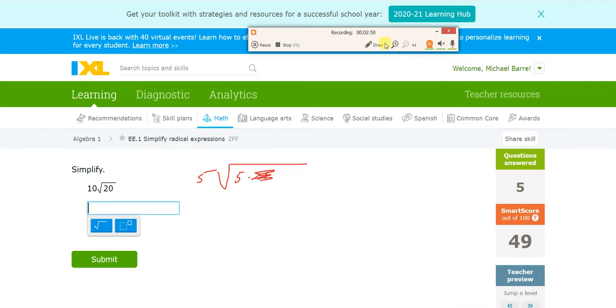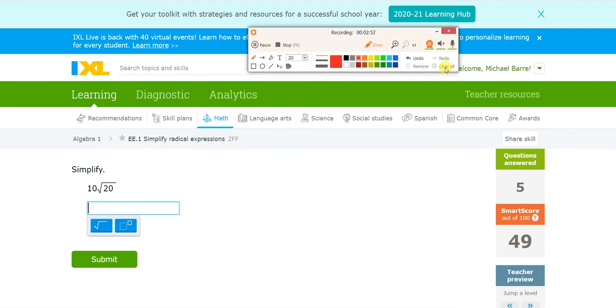Okay, I'm glad we're doing this. So here I have 10 times the square root of 20. Square root of 20 is just, what's that? 4 times 5. Square root of 4 is 2. So I have 10 times 2 times the square root of 5. 10 times 2, 20 square root of 5.